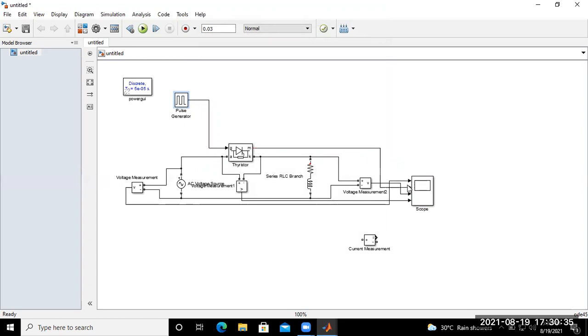Phase delay in seconds is calculated as the phase delay angle divided by one total cycle, that means 2 pi, that means 360, multiplied by the time period. The time period is 1 by 50, that means 0.02. So just calculate that one. If you consider 30 degree, that means 30 divided by 360; if you consider 45 degrees, 45 divided by 360, multiplied by 0.02.